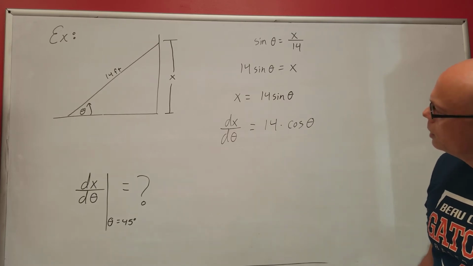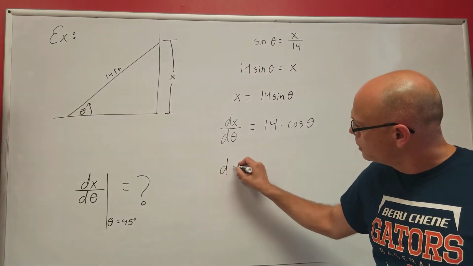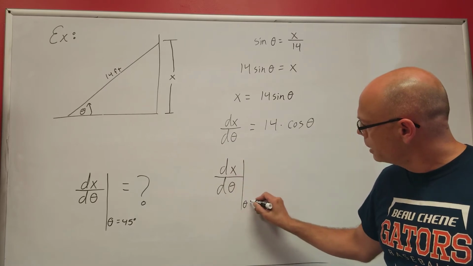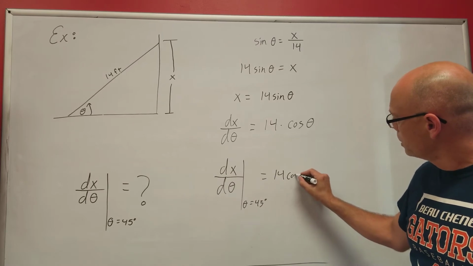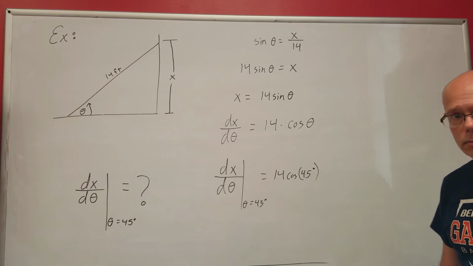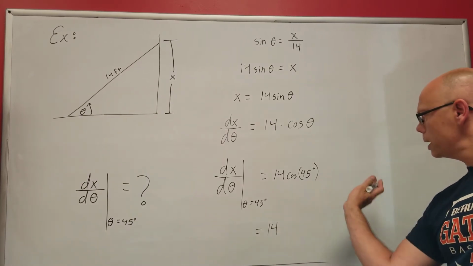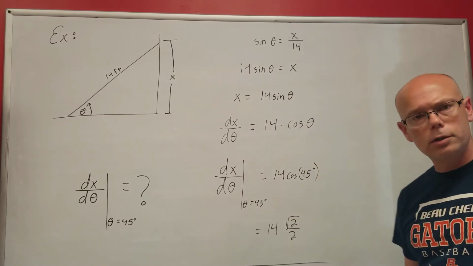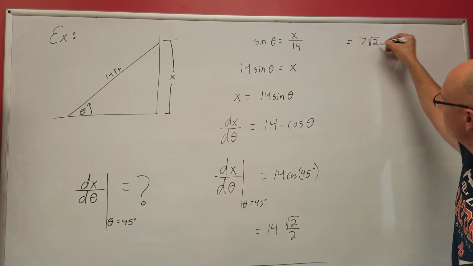All right, now what do they want to know? They want this, but whenever theta is 45 degrees. So dx over d theta, whenever theta is equal to 45 degrees, is equal to 14 times the cosine of 45 degrees, right? So that's 14. What's the cosine at 45 degrees if we think about our unit circle? Yeah, square root of 2 over 2, right? So that would be what? 7 square roots of 2?